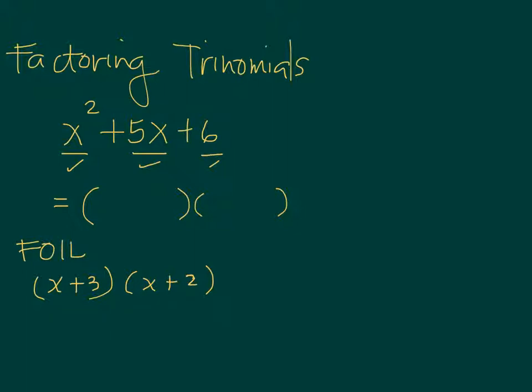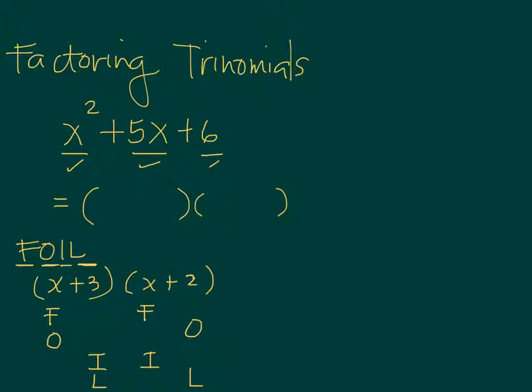Some people call it FOIL because it stands for multiplying the first, F for the first, multiplying the outer terms, multiplying the inner terms, and multiplying the last terms. So when I say first terms, x and x are the first. Outside is x and the 2, so they're the outer part of the expression. The inner are 3 and x, and the last term for each factor is 3 and 2.